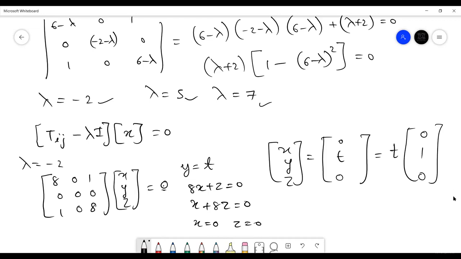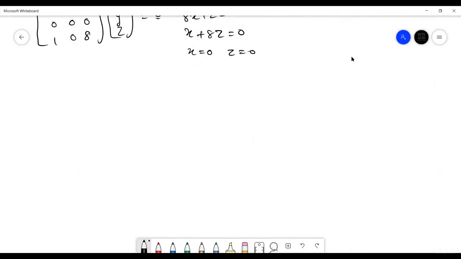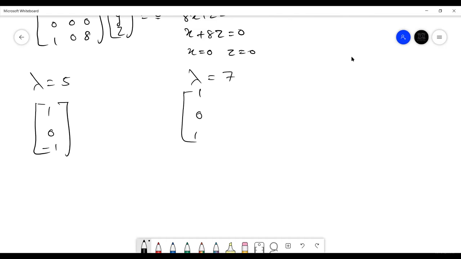Similarly, you have to do this for lambda equal 5 and lambda equal 7. When lambda equals 5, you will get one eigen vector, and when lambda equals 7, you will get another eigen vector. When lambda is 5, the eigen vector is 1, 0, minus 1. When lambda equals 7, the eigen vector is 1, 0, 1. When lambda equals minus 2, we just saw that the eigen vector is 0, 1, 0. I'll name these u1, u2, and u3.